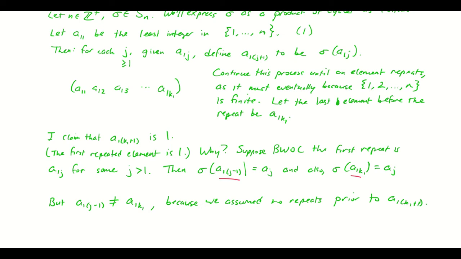Okay, this is a contradiction because I have two different numbers both getting sent to a sub j by sigma, but sigma is 1 to 1. It's a bijection. So we have a contradiction. Therefore, a1 k1 plus 1 has to be equal to 1. The first element that gets repeated in our cycle has to be 1.